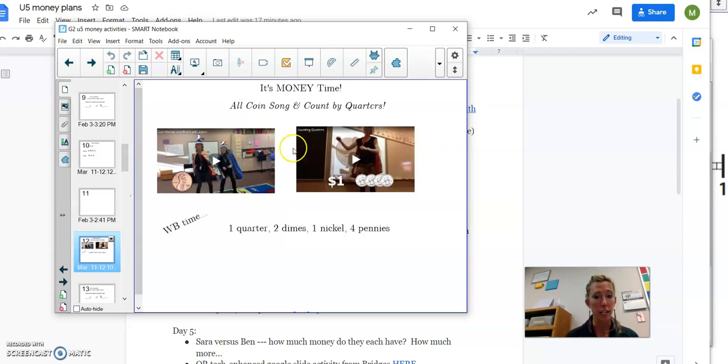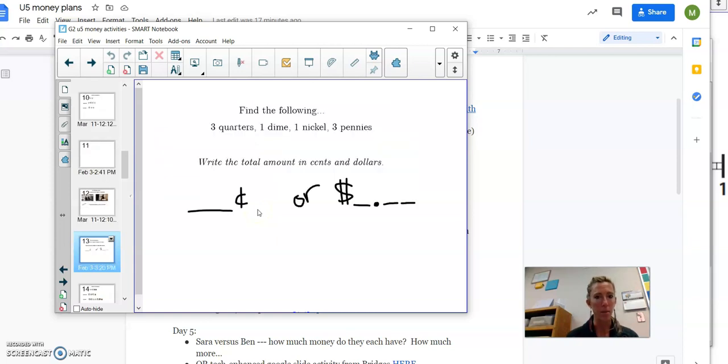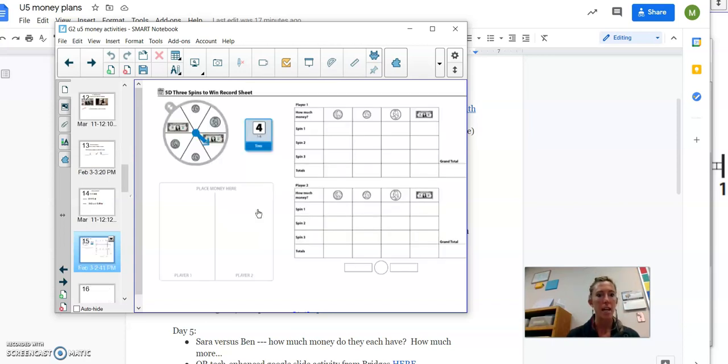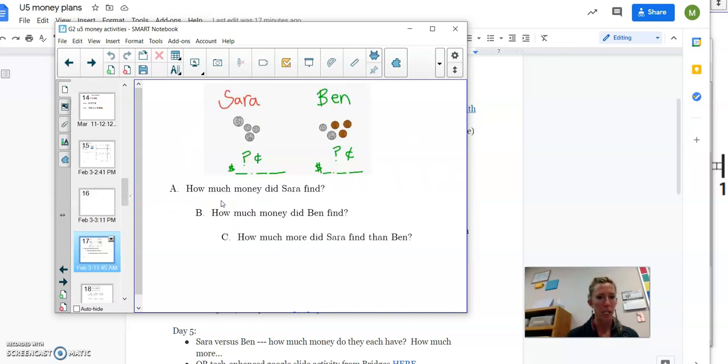Come day 4, again, same thing. We have the songs and then making that amount of money and writing those amounts, having a mild, medium, spicy. And then there's a game called 3 Spins to Win. That's a good one that you could partner up kids and have them play against each other if you want to go there. Then come day, let's see, this is day 5 with Sarah and Ben.